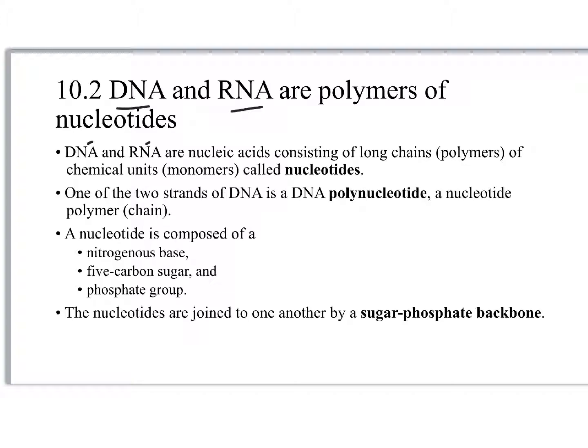So a nucleotide is composed of a couple of components. Number one, remember we need a nitrogenous base. We also need our 5-carbon sugar, and we're going to need a phosphate group. The nucleotides are going to be joined together by what we call the sugar-phosphate backbone. Let's take a look.